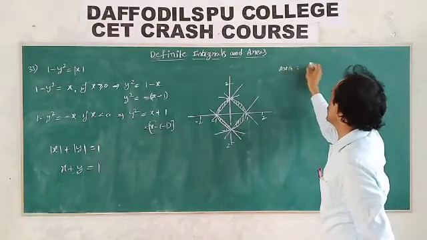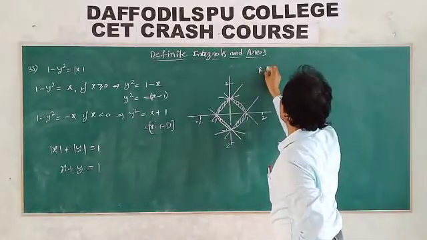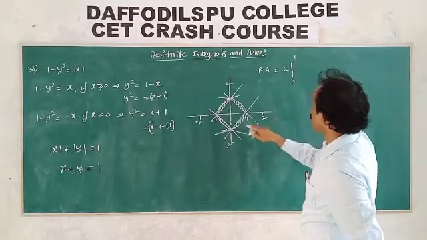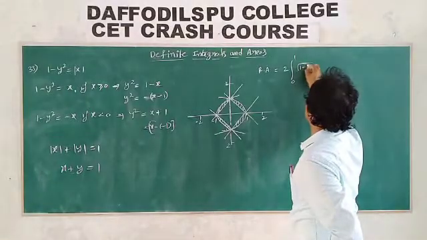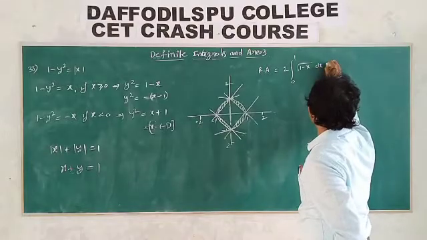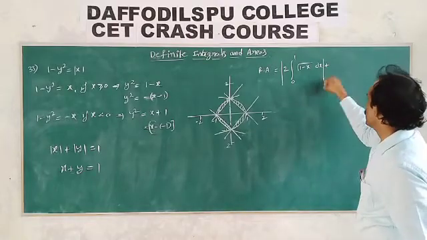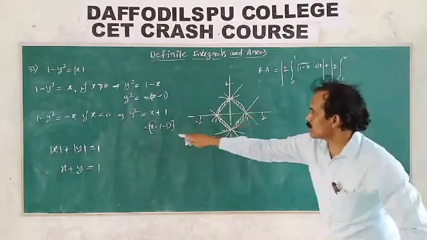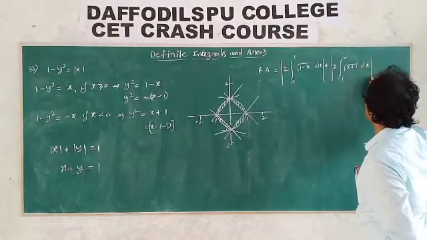Required area is equal to, what is the required area? Required area is equal to 2 times the integral from 0 to 1. This is open on the left side. This one, root of 1 minus x, that y value, root of 1 minus x dx, plus take modulus. Why? It is better to take the modulus of the area. So this one from minus 1 to 0, this one x plus 1, root of x plus 1 dx, right?